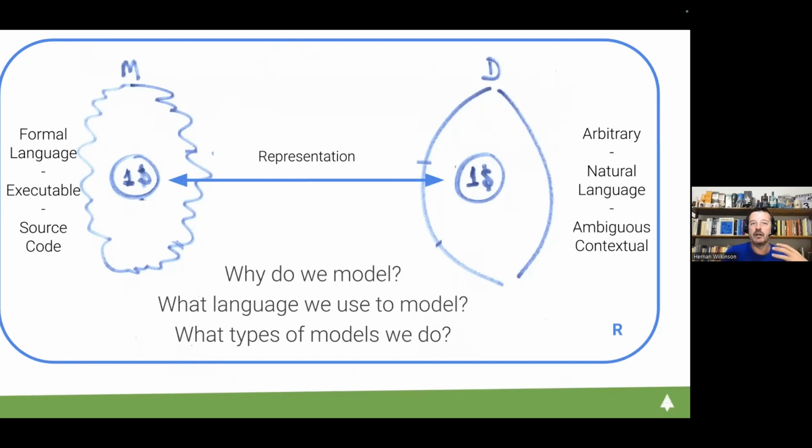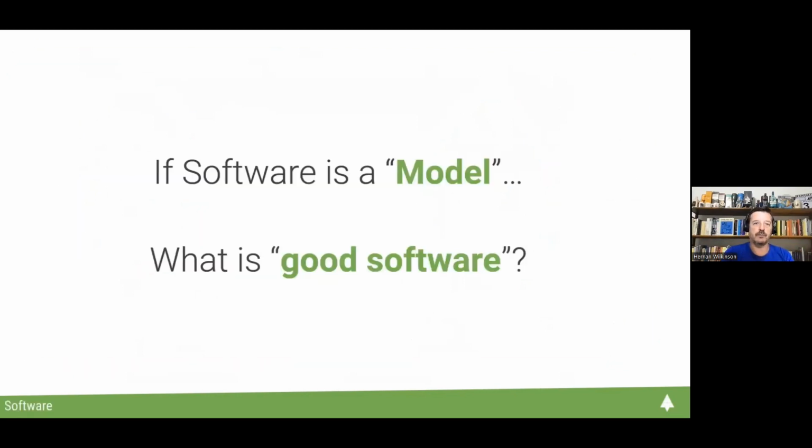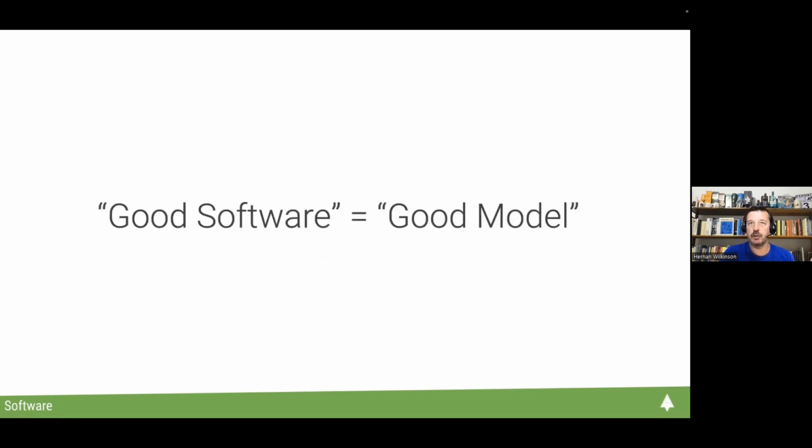That's why it is also interesting to think about software as a model. And a good question to ask ourselves is, if software is a model, what is good software? Because we are here because we want to write good software in the end. We want software that is maintainable, that is understandable, that does what we want it to do, and so on. So under this definition, good software is a good model. Okay, it is as simple as that.